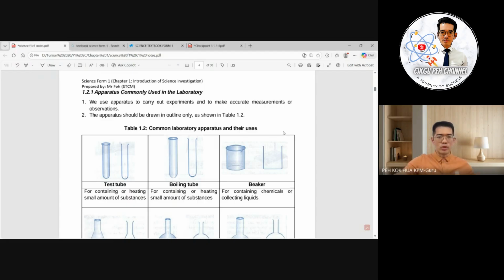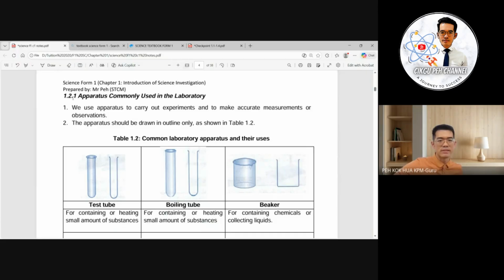Okay, so I continue. Today we can still continue with the hard copy because all of this is just theory. But when we go to 1.4 it is very important already. I need to show you the slide to draw the parts so that you understand. Okay, so we use apparatus to carry out experiments and to make accurate measurements and observations. Right? For example, if we want to see how much volume of water, we use a measuring cylinder.